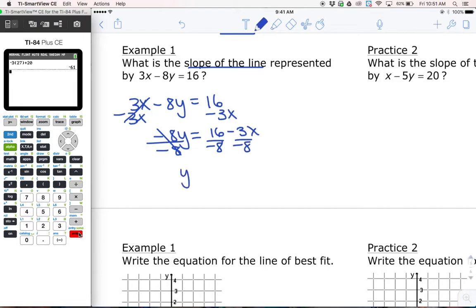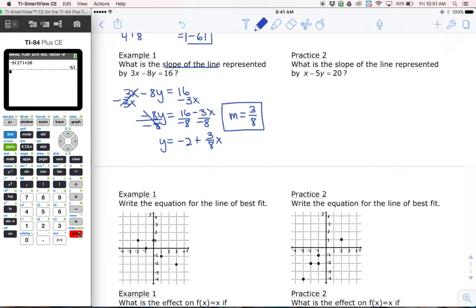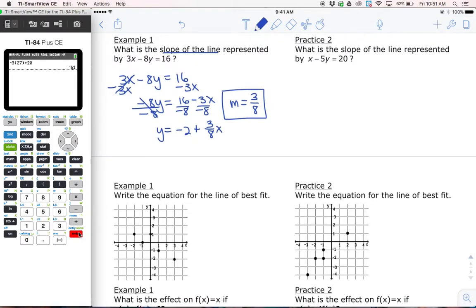So I've got y equals negative 2. Negative divided by negative gives me a positive 3 over 8x. So my slope is a number with x, which is 3 over 8. Try your example over on the side of Edpuzzle.